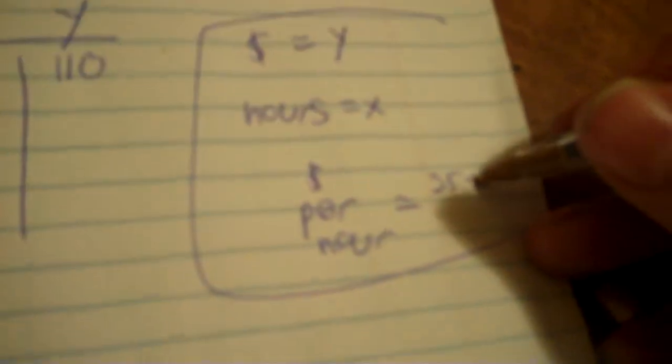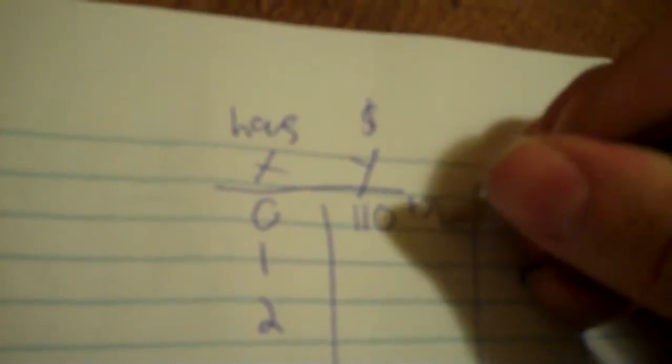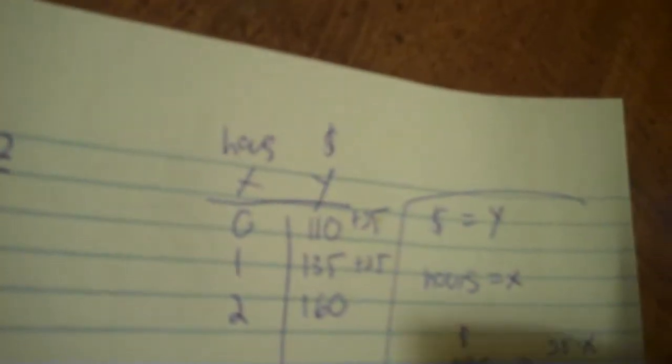So I make one table. Hours, dollars, 0, 1, 2. Now, before the $25 per hour, we have $110. Then we start adding that 25. So it's 135 plus 25. It's going to be 160. Okay, and it goes on.